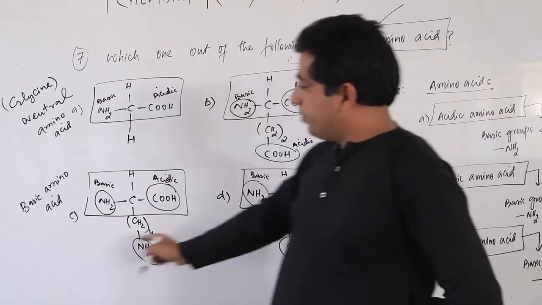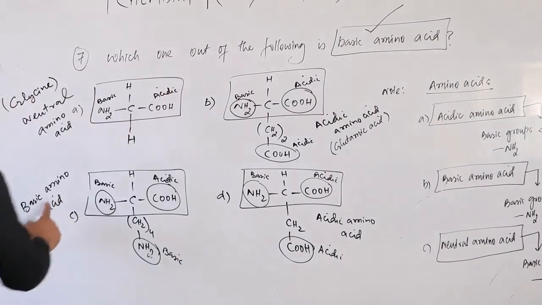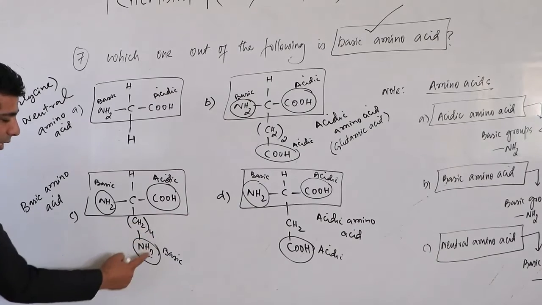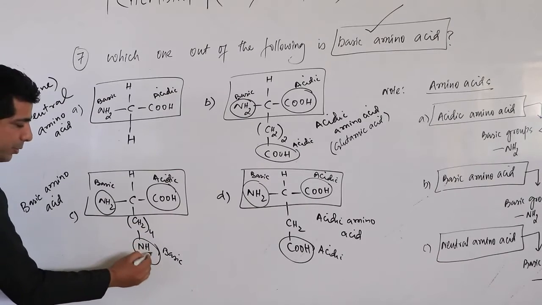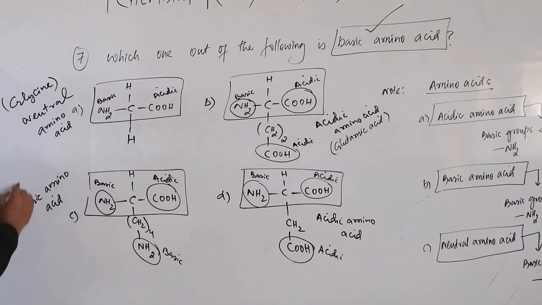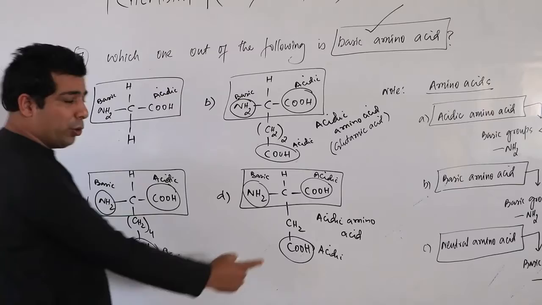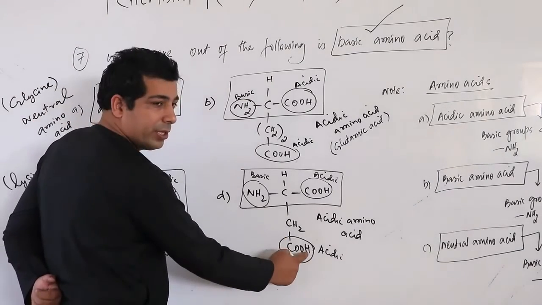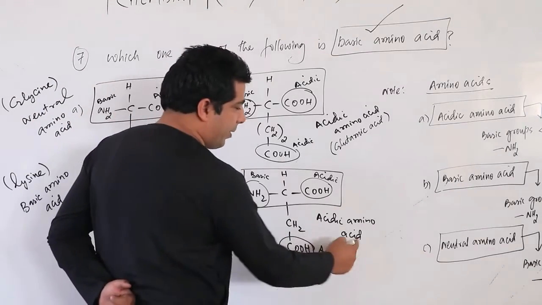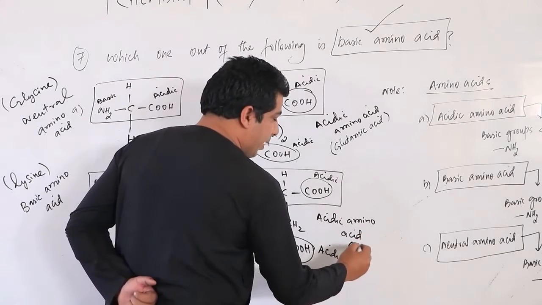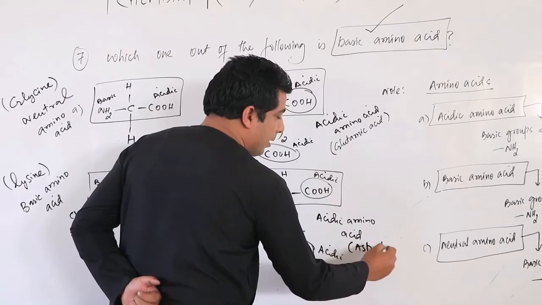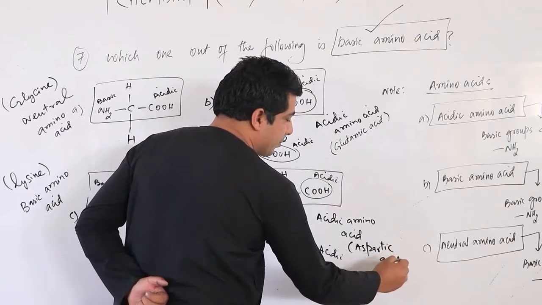If you look here, this is your basic amino acid and the side chain is CH2 4 times and NH2. CH2 4 times and NH2 is nothing but lysine. So lysine is your basic amino acid. If you look here, CH2COOH, it is basically your acidic amino acid and it is your aspartic acid.